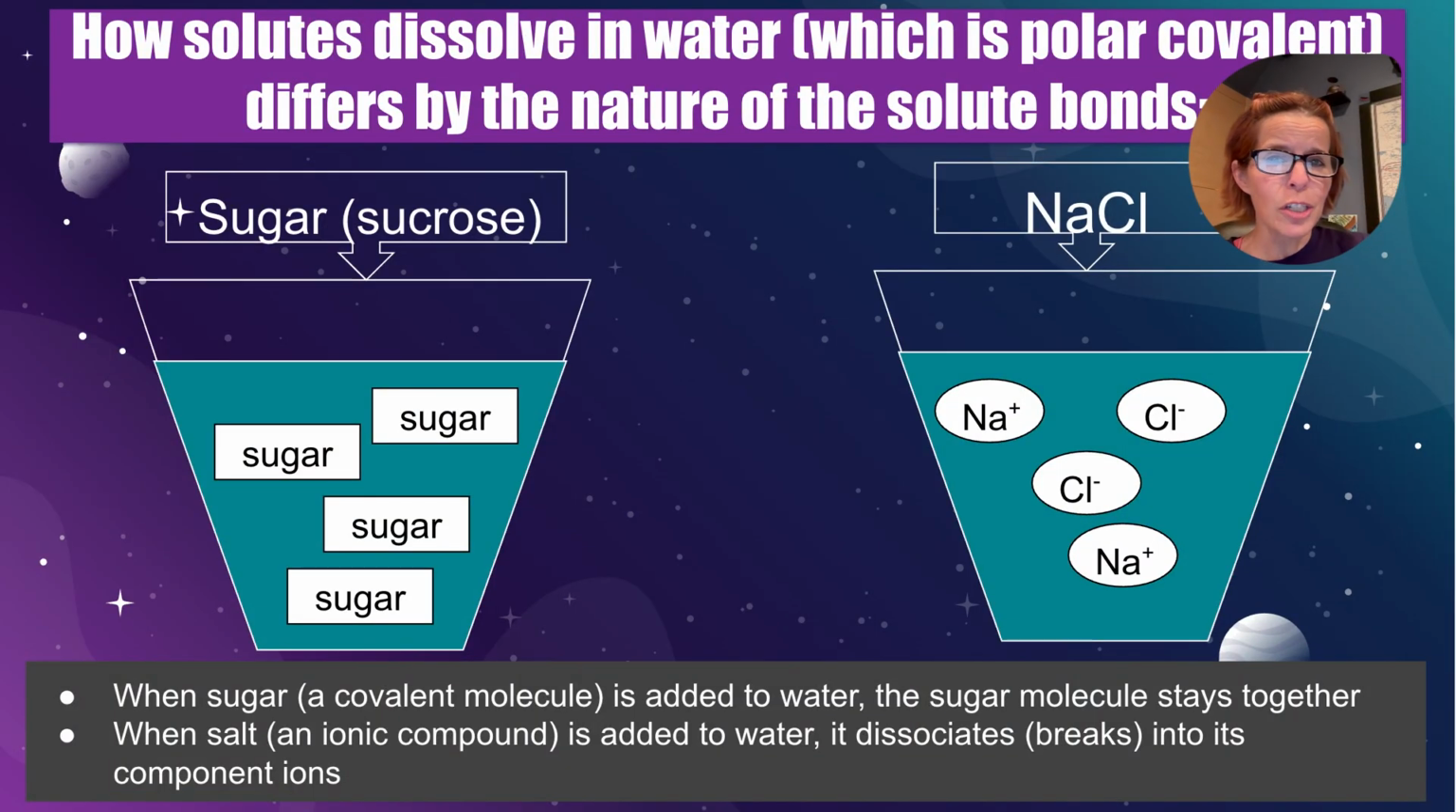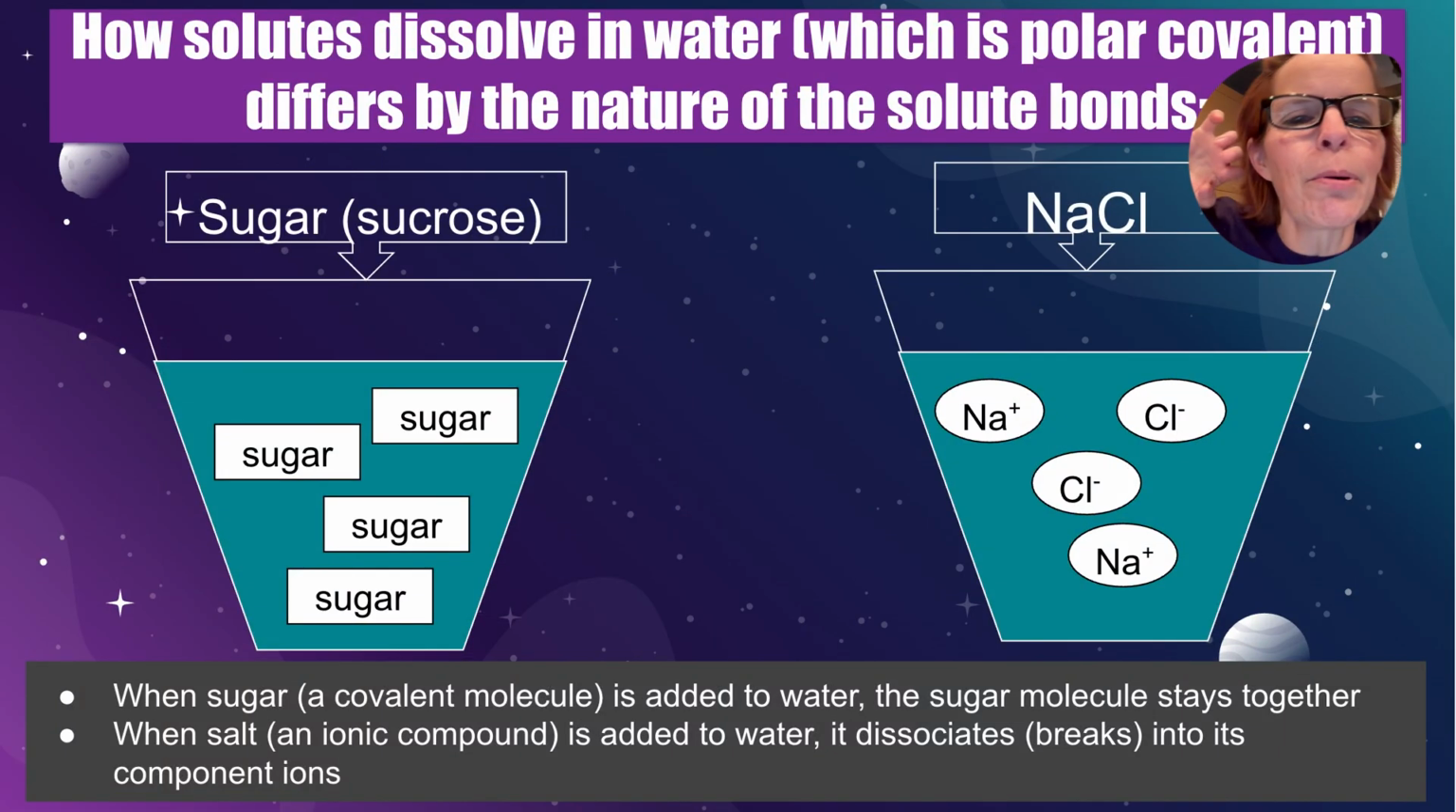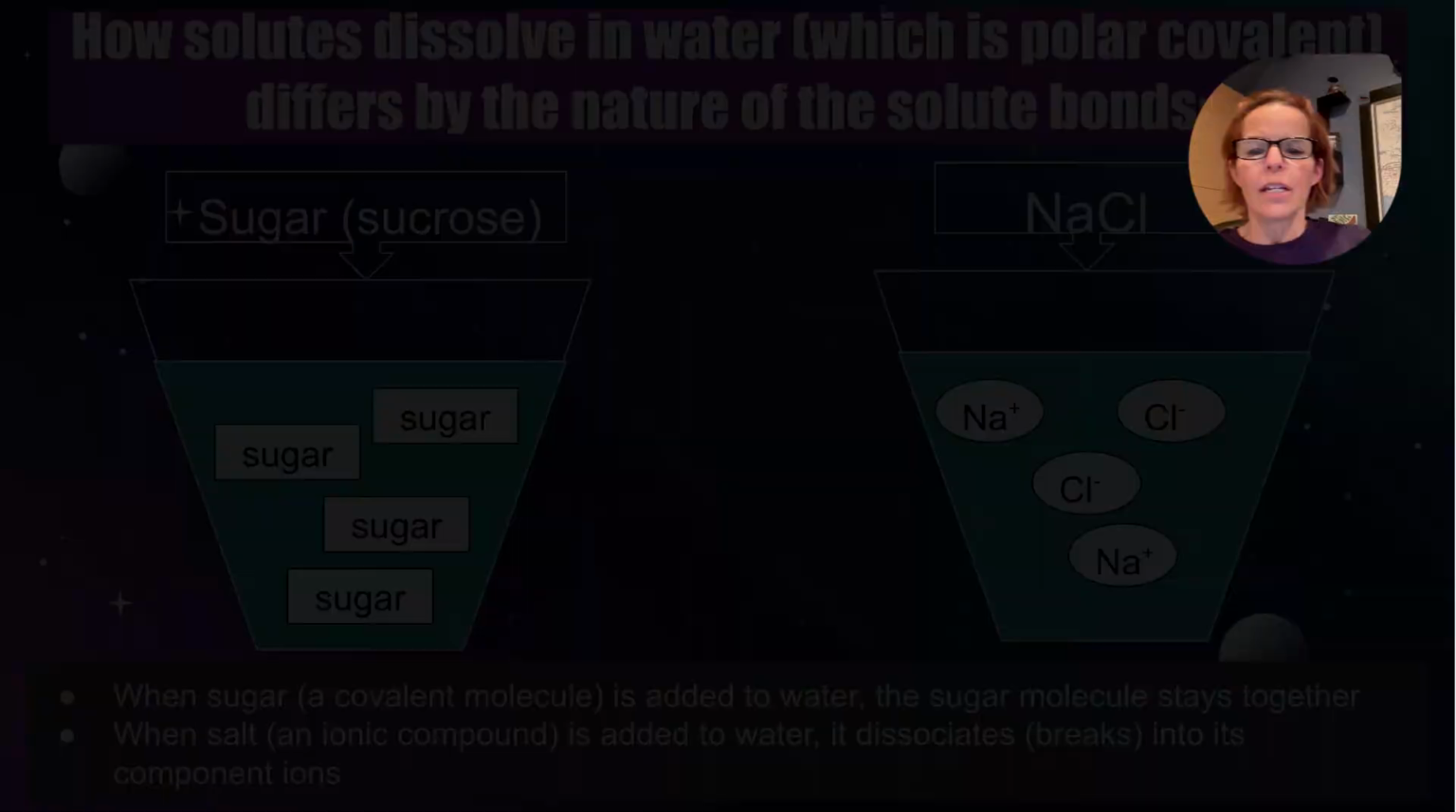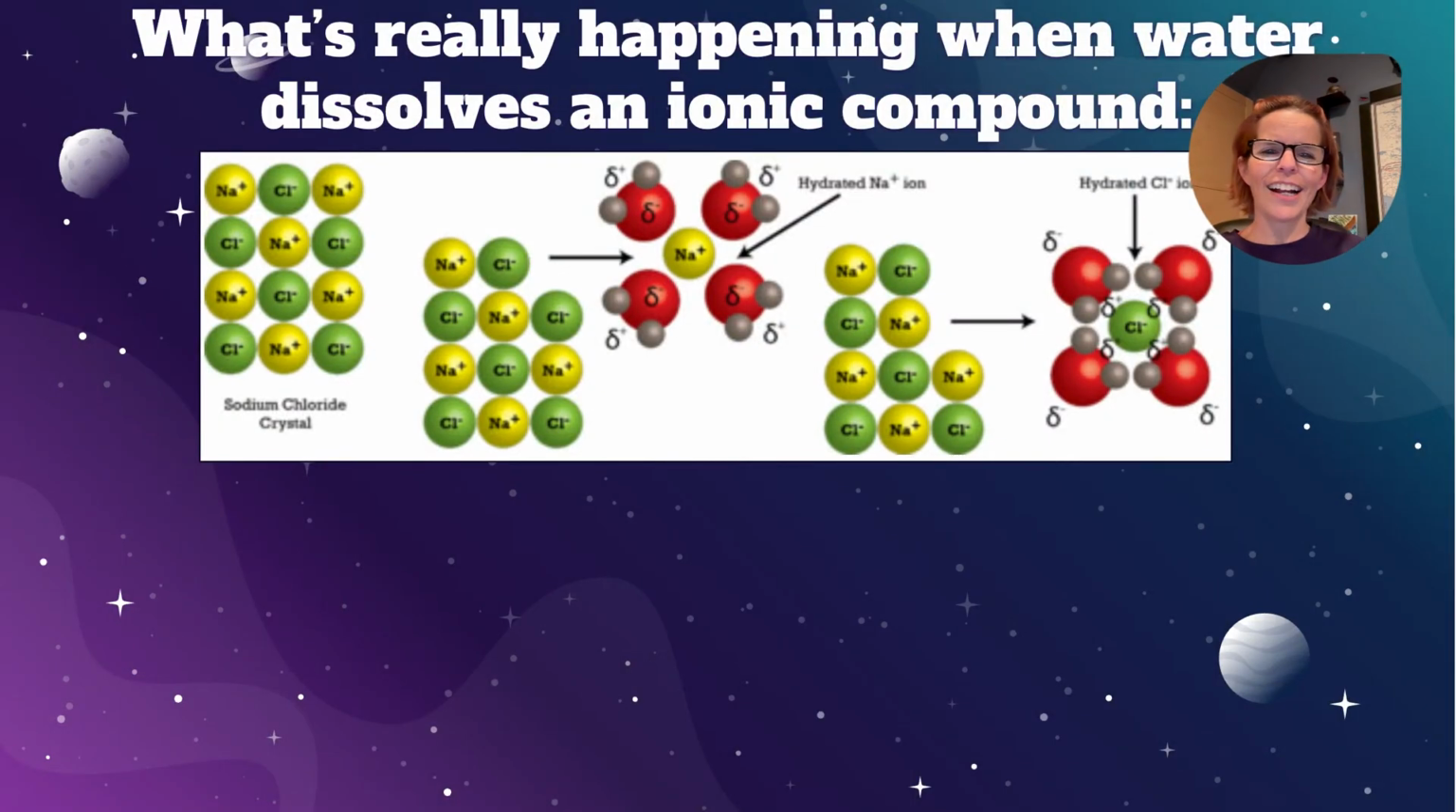When salt, which is ionic, so it's a positive Na plus and a negative Cl, is added to water, the Na and the Cl get pulled apart and the water molecules get pushed in between the two of them. So let's look at this a little bit more visually. So here's a little compound of salt. Notice that the Nas are next to the Cls and the Cls are next to the Nas all the way around. But now we're trying to dissolve it in water.